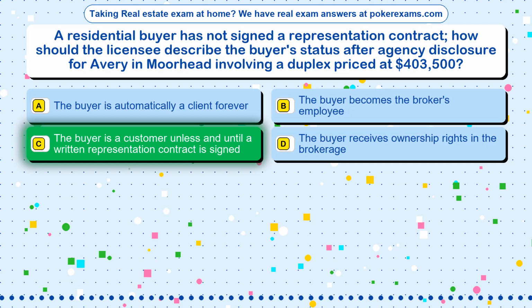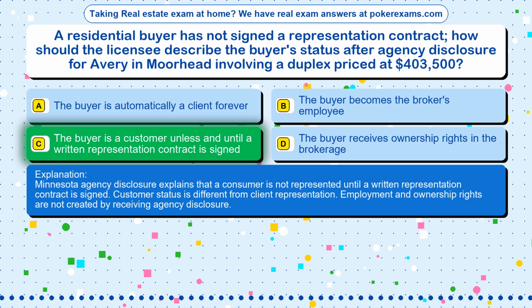The correct answer is option C. The buyer is a customer unless and until a written representation contract is signed. Minnesota agency disclosure explains that a consumer is not represented until a written representation contract is signed. Customer status is different from client representation. Employment and ownership rights are not created by receiving agency disclosure.